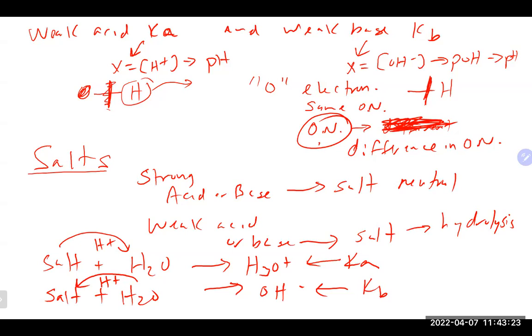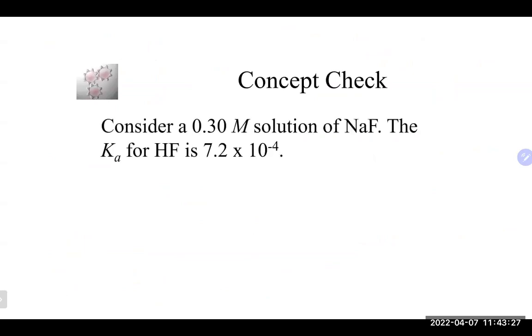All right, so we looked at an example, I think, last time. So let's take a look at an example here where we actually need to do a calculation. So consider a 0.3 molar solution of sodium fluoride. The Ka value here for HF is 7.2 times 10 to the minus 4.